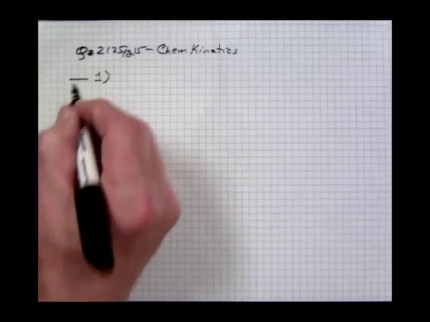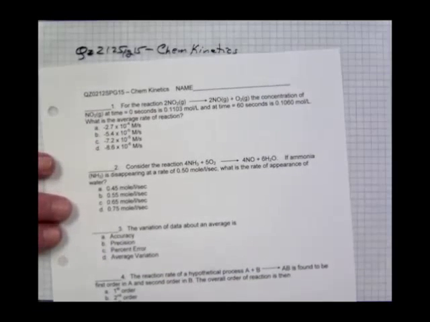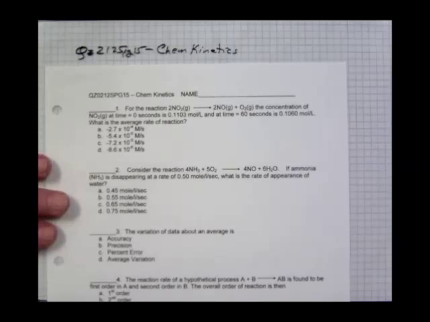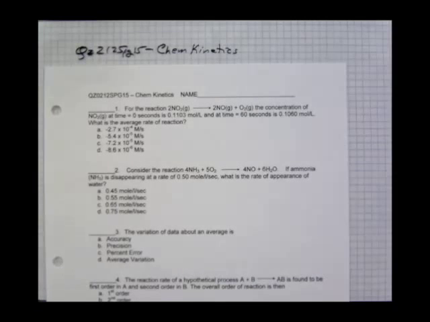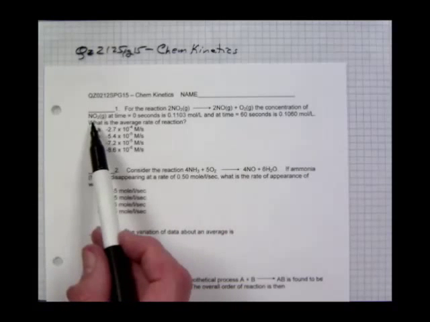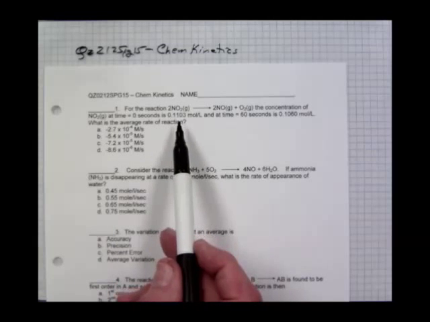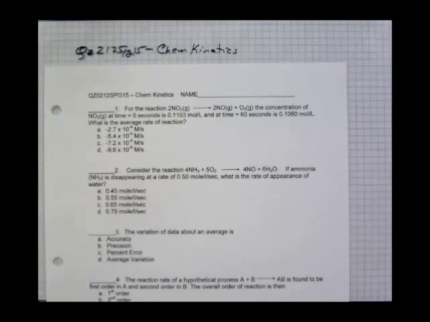Okay, for number 1, just for argument's sake, we'll review the question. It says, for the reaction of 2NO2 going to nitrogen monoxide and oxygen, the concentration of nitrogen dioxide, the reactant, at time 0 is 0.1103, and at 60 seconds is 0.1060. The reason I gave this is because a number of you struggle with the concept of rate averaging. So it's the same problem, different numbers.